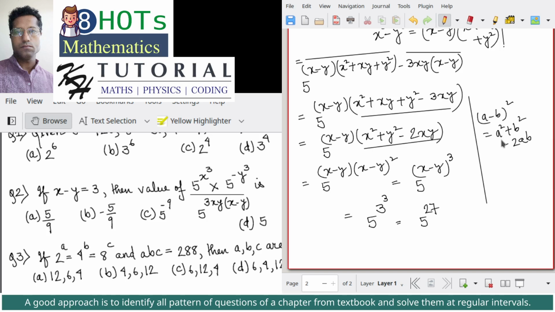3 cube is 27. I don't know, I have no idea. The last choice is 5 to the power 9, but still my answer is coming as 5 to the power 27.